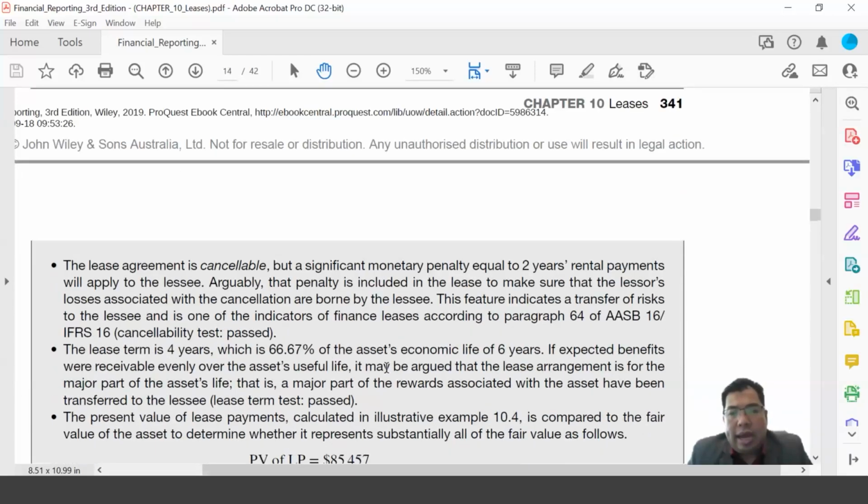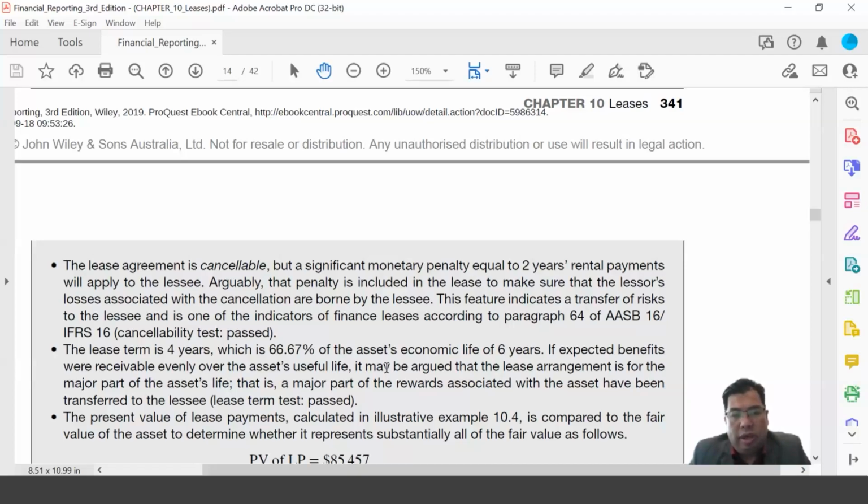The lease agreement is cancelable. Yes, you can cancel the lease agreement, but a significant monetary penalty, that is 2 years of rental payment, will apply to this lease. So although you can see that, the penalty is included in the lease payment to make sure the lessor's losses associated with cancellation are borne by the lessee. So the cancellability test passes. Yeah, this one is passed.